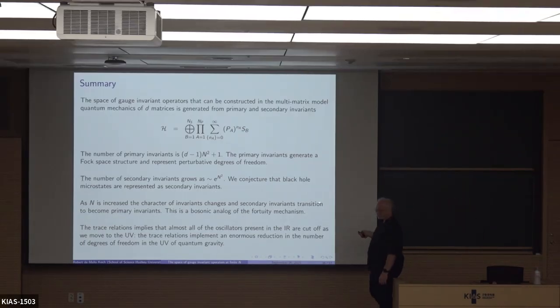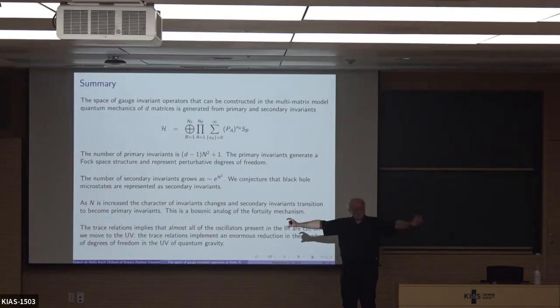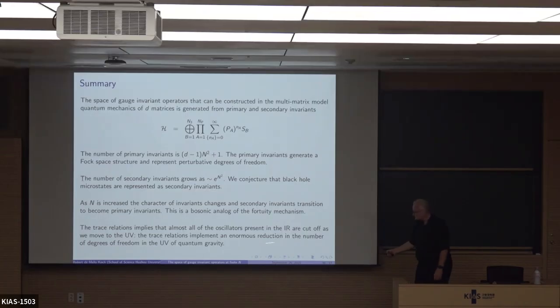As N is increased, the character of invariance changes. So something that is secondary might fail to be an invariant or may become primary. This looks like a bosonic analog of fortuity. And then finally, almost all of the oscillators that would be present in the infrared, if you just look at the single trace operators at N equal to infinity, all of those look like Fock space oscillators. At finite N, the occupation numbers of those different graviton states are limited. So this implies a huge truncation in the number of degrees of freedom in the UV, and it's all being forced on you by the trace relations. And thanks for your attention.